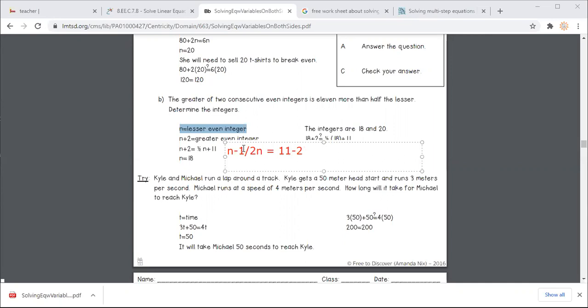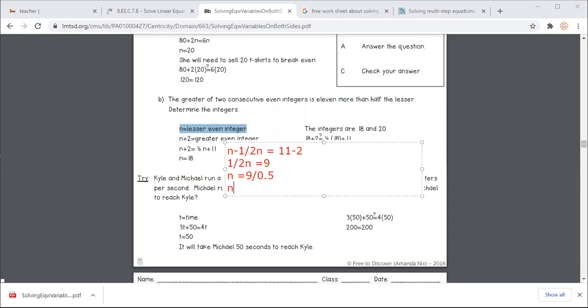N minus half n, it will be what? It will be half n equal 9. Now we will divide the answer by how many? We want to find the answer, then n will be how many? 9 divided by half. Then the answer will be n equal 18, right?